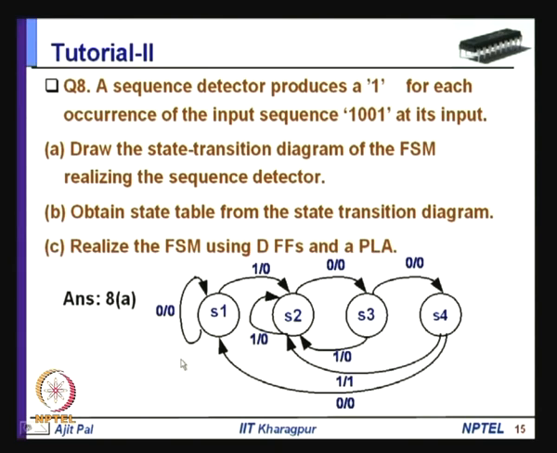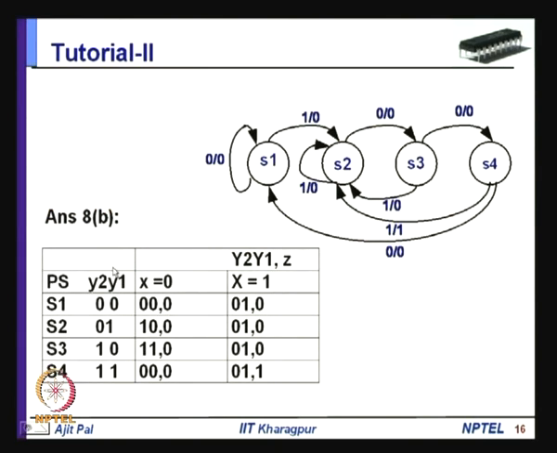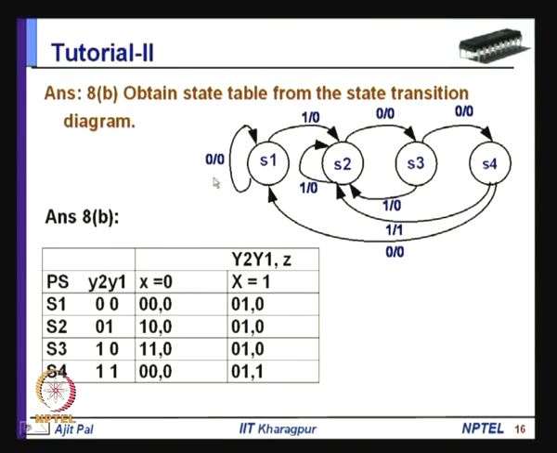Now, you can very easily obtain the state table from the state transition diagram. So, you have got 4 states S1, S2, S3 and S4, with the coding 00, 01, 10, 11. This step is known as state assignment. It is not necessary that you use this code. You could have used, say, 00, 01, 11, 10, and given that also. So, there is no hard and fast rule.